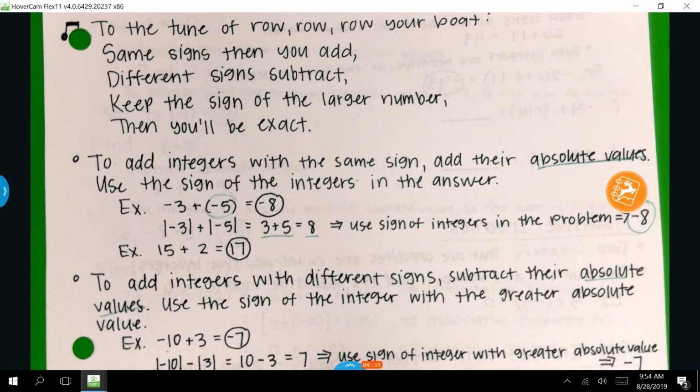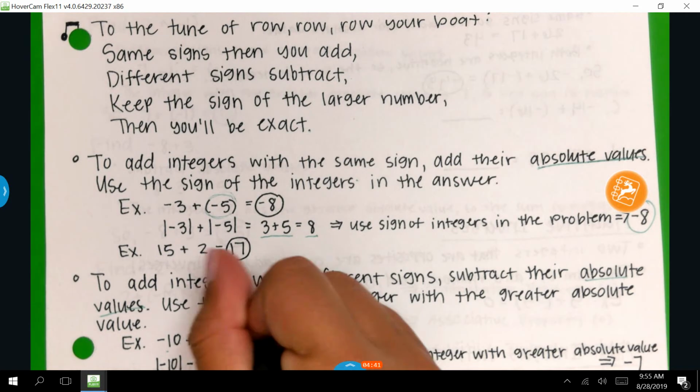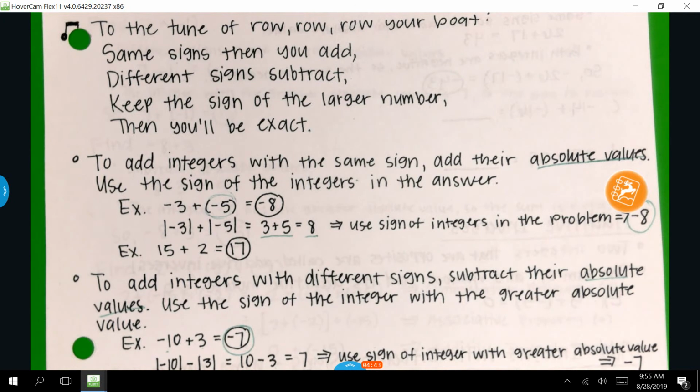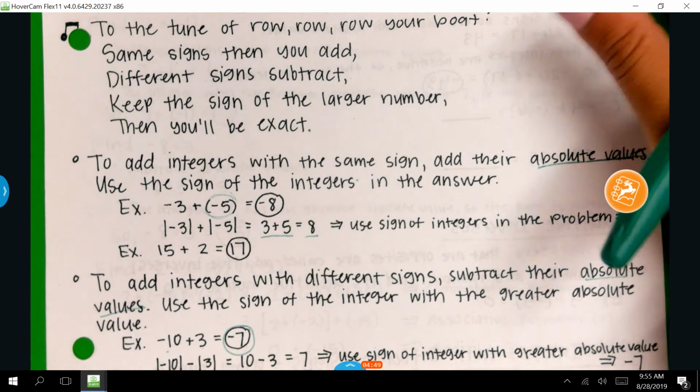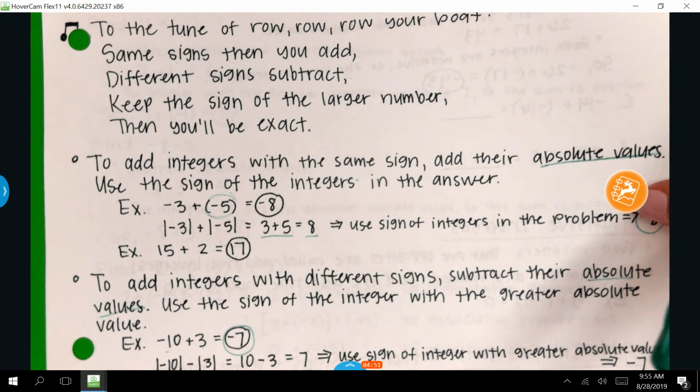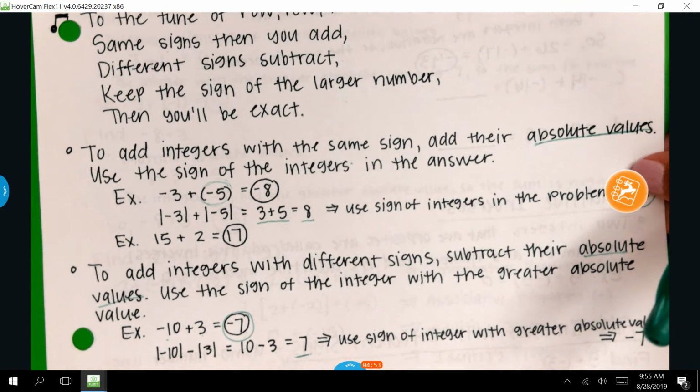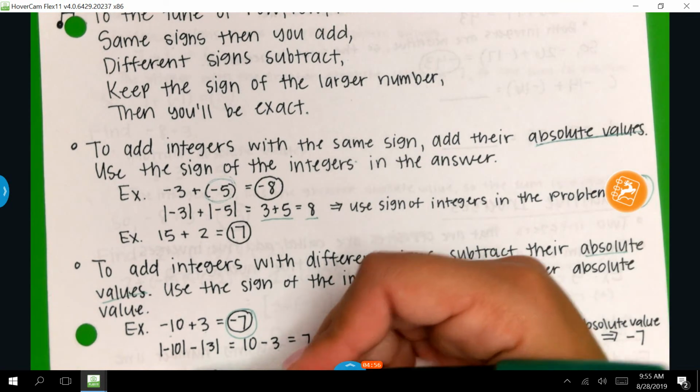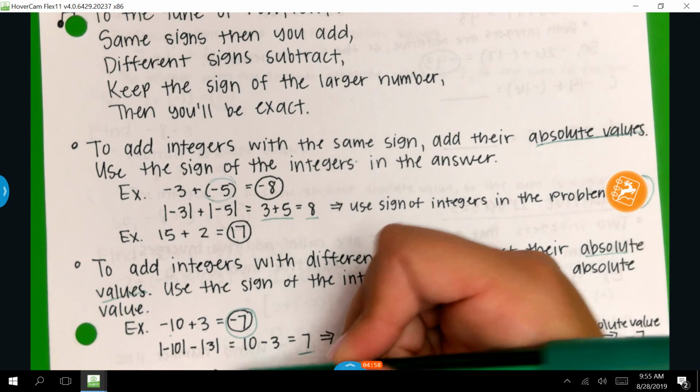But then you still have to go back and figure out if it's positive or negative. So the 10 or the 3 had the greater absolute value? The 10. The 10 is negative, so that means my answer is -7. Okay? Yes. Just like 18 plus -2.